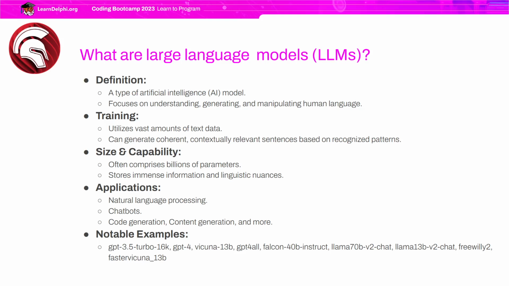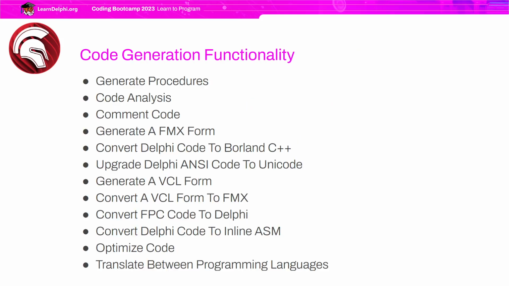And it stores immense amounts of information and linguistic nuances. Applications for large language models include natural language processing, chatbots, code generation, content generation, and more. Some examples of large language models include GPT 3.5 Turbo 16K, GPT-4 Vicuna 13B, GPT-4 All, Falcon 40B Instruct, Llama 70B version 2 chat, Llama 13B version 2 chat, Free Willy 2, and Faster Vicuna 13B. So those models are available on OpenAI, and some of them then are available on Replicate.com.